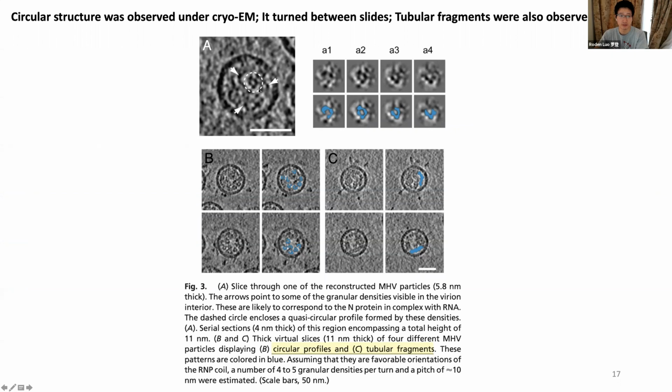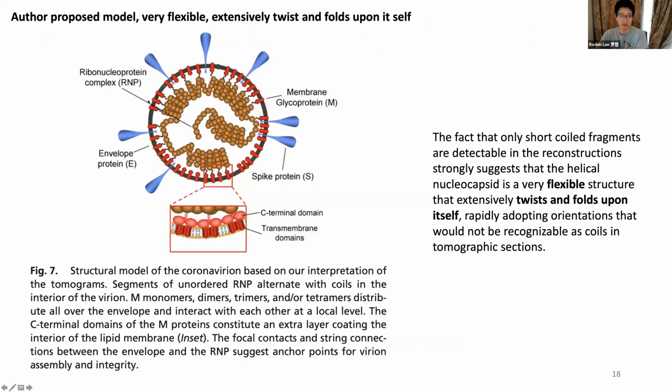First thing is they observed some circular structure here, and it turns. These are the different slices on the Z stack. At slice 1, the circular is like this. On slice 2, it turns further. They also observed some tubular fragments like this one and this one. So they proposed a model like this. These are spikes, M protein, a tiny amount of E protein, and then this M protein interacts with this RNP. RNP forms some helix here, and then random structures here.